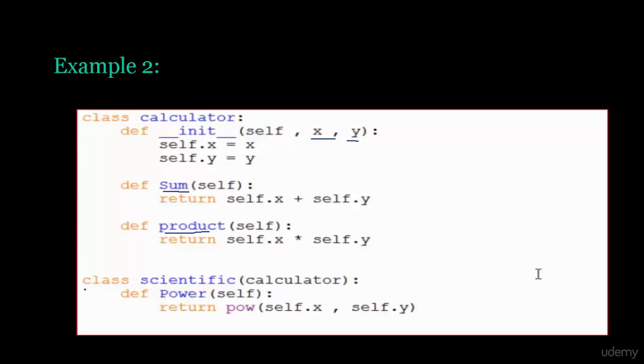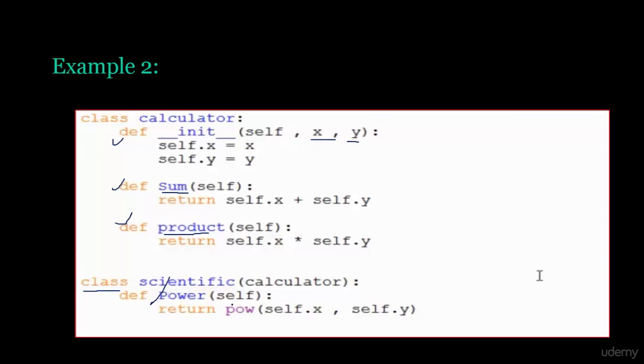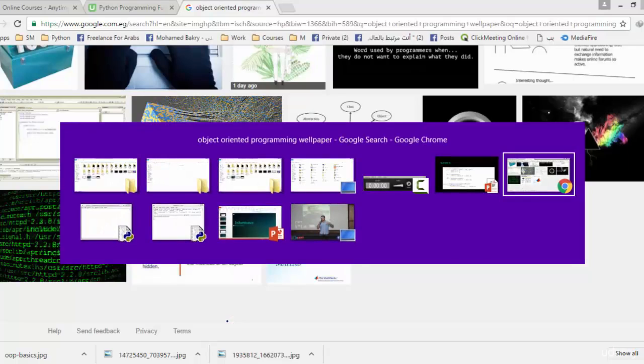Then I create another class with the name of scientific, which inherits from the calculator class the three methods here: constructor, method sum, and the method product. And the scientific class has one more method here, power, which will return the power of x and y. Okay, let's try this in our Python shell.